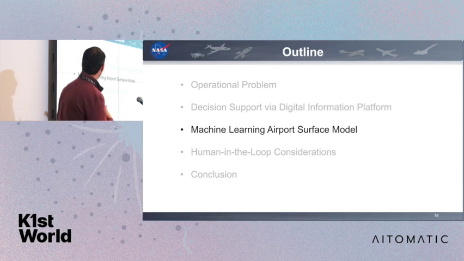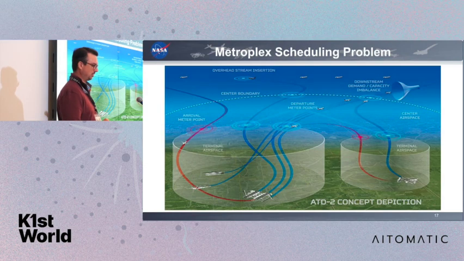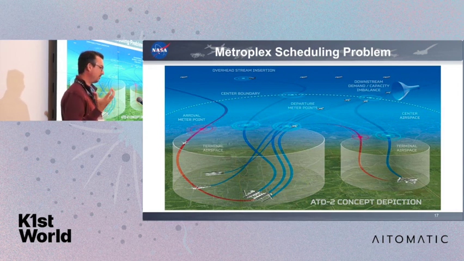So, we talked about the operational problem, which again is these pre-departure reroutes, which are very analogous to Google Maps or Waze, trying to find the best route to get to your destination. We enable this and deploy it via NASA's digital information platform. So what about the actual machine learning? We haven't talked at all yet really about machine learning. So let's get into a little bit about the predictive engine under the hood.